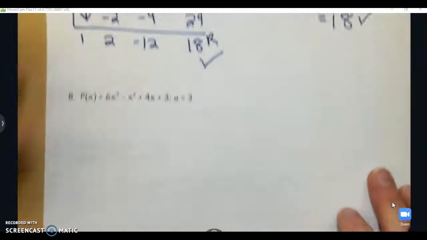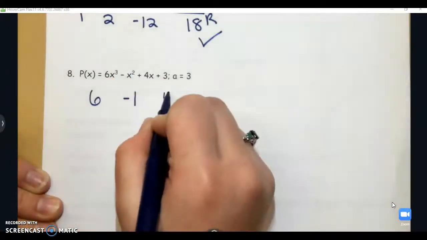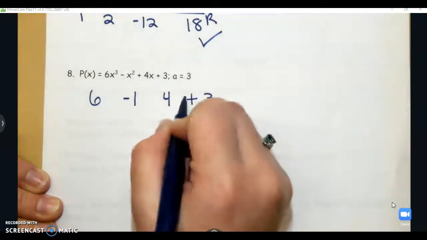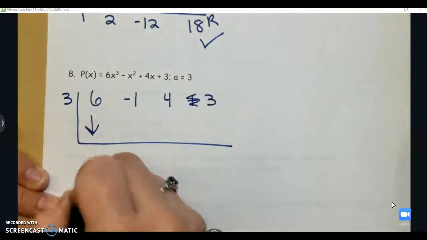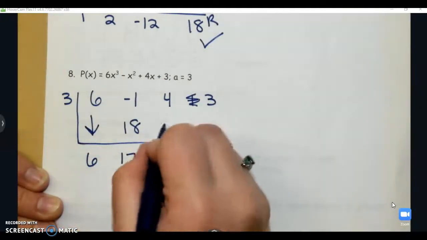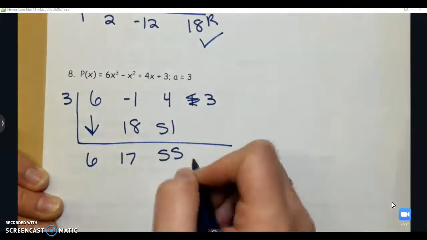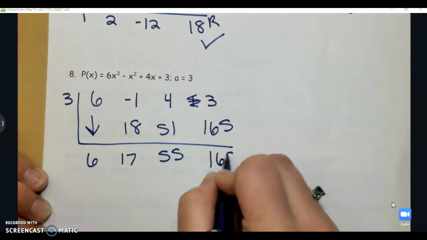All right, let's check this again on number 8. If a is 3, again, setting up my synthetic division, no placeholders necessary. Don't know why I put the plus sign there. It's not needed. 17 times 3 is 51. 3 times 55 is 165. So my remainder is 168.